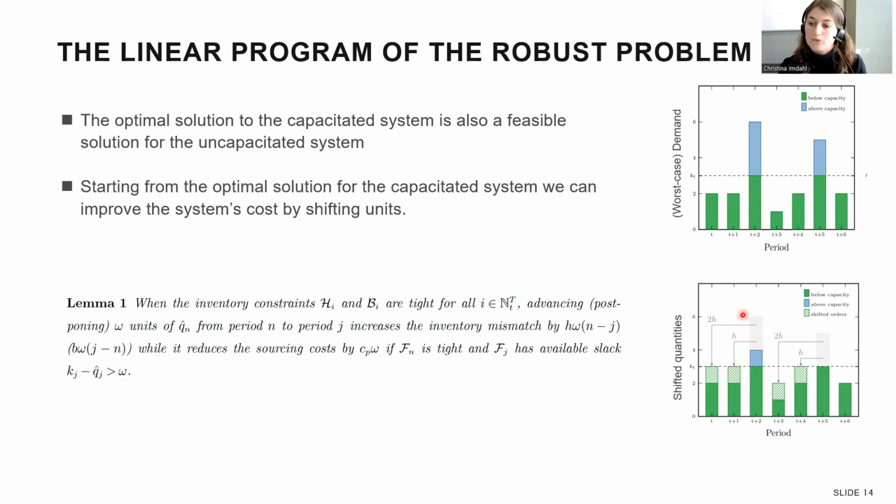And if we move from T+2 to T, so if we move 2 units, then we incur an additional cost of 2H, but we are also saving CP units. And as long as 2H is smaller than CP, then we're saving. If 2H is higher than CP, then we would not be saving, and we would pay additionally.